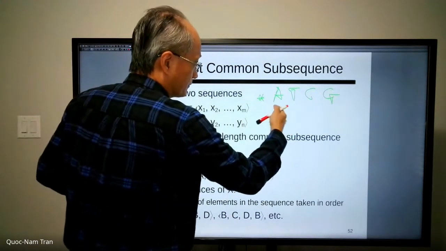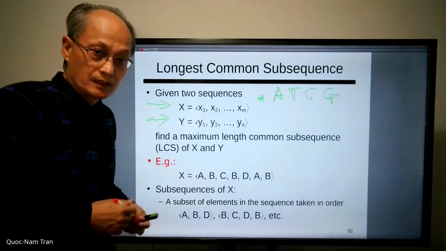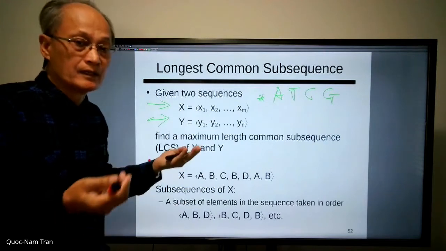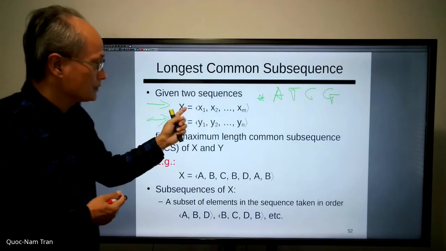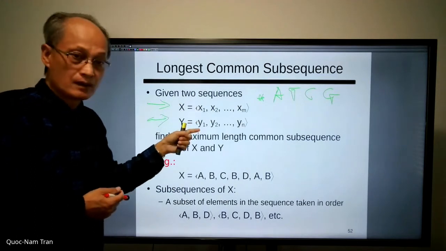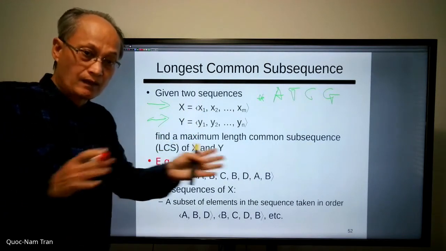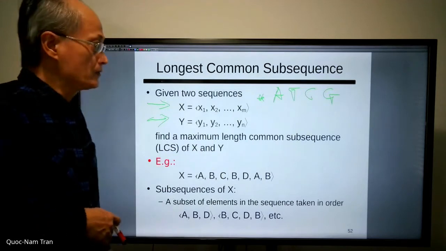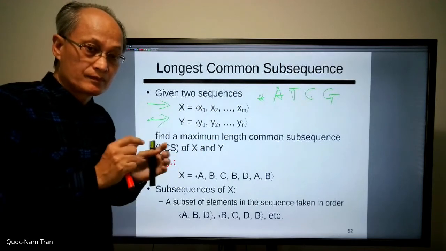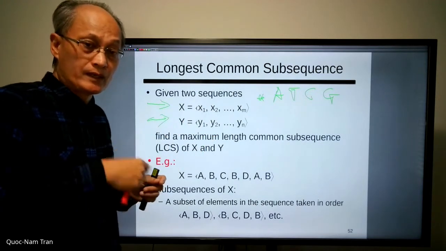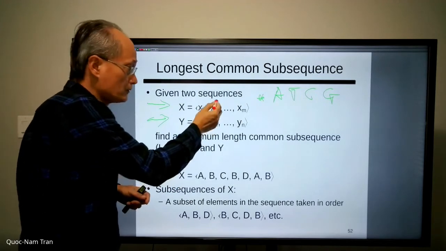Nucleotides, right? So any combination of ATCGs will build up the different genes, and then different proteins as well. So we want to know, between these two sequences of nucleotides, what is the longest common thing? And you know that in two genes, there's some insertion. When the virus mutated, there may be some insertion into the genes.